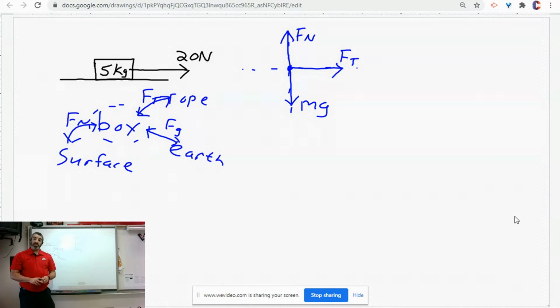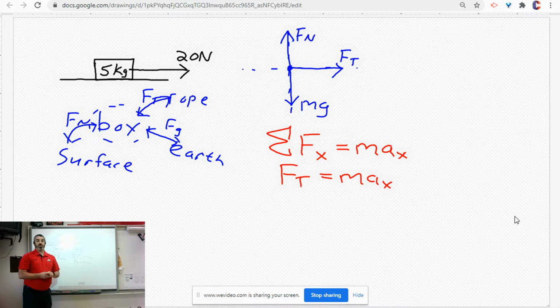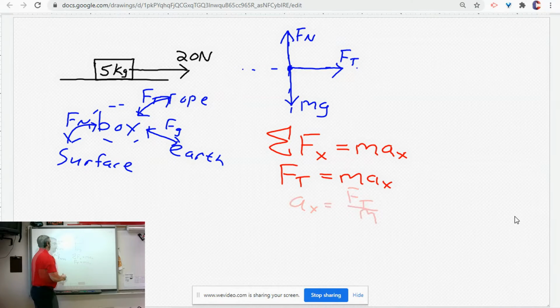Now we're ready to write our Newton's second law equation. And we're writing our Newton's second law equation for the x direction because that's the direction of acceleration. And we want to find the value of the acceleration of this object. So the tension force is the only force acting in the x direction. So I can see that because the tension force is the only force I have added to anything, I set that equal to mass times acceleration.